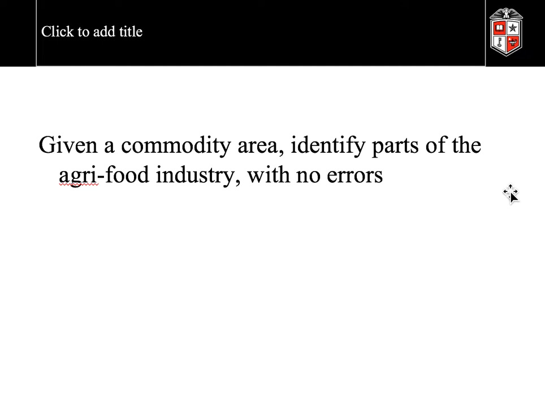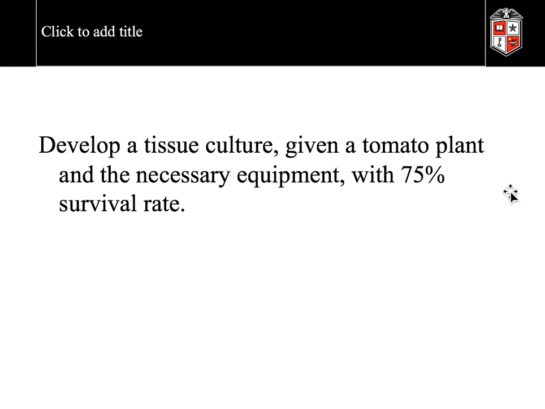All right, so another example. Given a commodity area, identify parts of the agri-food industry with no errors. So, performance statement: identify parts of the agri-food industry. Condition statement: given a commodity area. So we're going to give them a specific commodity area that they'll identify the parts from. And then the criteria is with no errors. So we'll know that we're going to look at that commodity area, and we're going to have the different parts that they should have listed. And if they don't list all of them, then they had an error and they didn't meet our criteria.